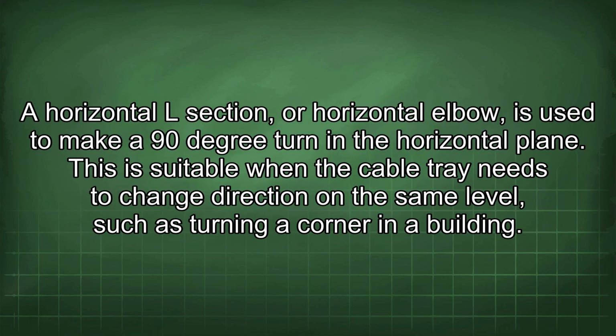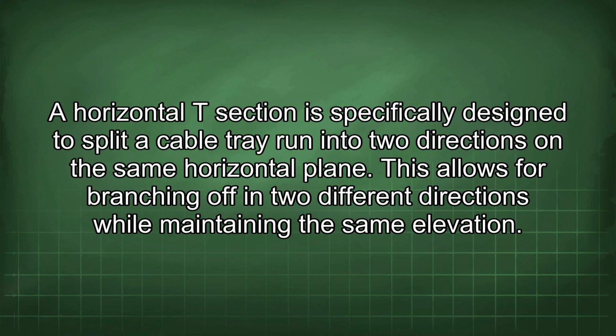A horizontal L-section, or horizontal elbow, is used to make a 90-degree turn in the horizontal plane. This is suitable when the cable tray needs to change direction on the same level, such as turning a corner in a building. A horizontal T-section is specifically designed to split a cable tray run into two directions on the same horizontal plane. This allows for branching off in two different directions while maintaining the same elevation.